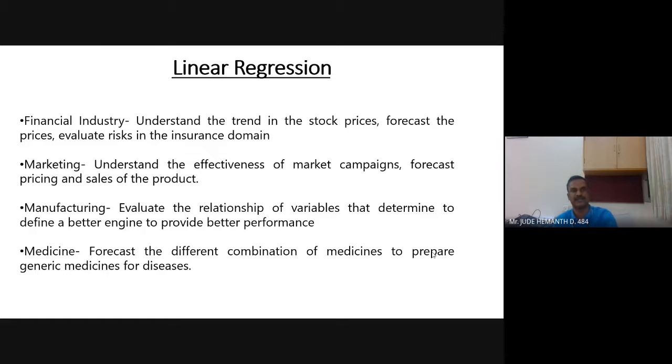So where we are using regression: in the finance industry, to understand the trends in stock prices and forecast the prices; in marketing, for effective market campaigns and forecasting prices and sales. Whenever money is involved, we normally go into regression. In manufacturing, the relationship of variables that determine a better engine, maybe the pressure, the mechanical stuff, can come into play. In medicine, what combination of medicines should I give to make sure that a genetic disease or something will go off.